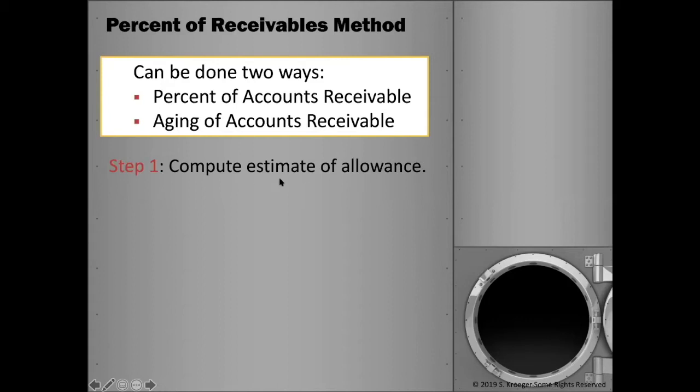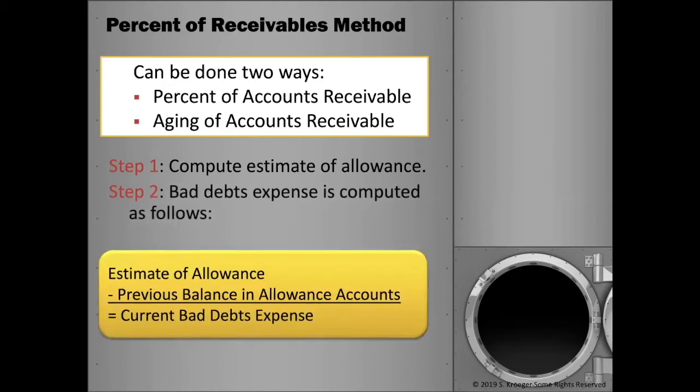Now, normally with the percent of the sales, we would just do the percent, that's us estimating the allowance, and then journalizing that number. We have a second step here. We have to look at the balance in the allowance for doubtful accounts account. This can be a little tricky, and I'll try my best to explain why this is.